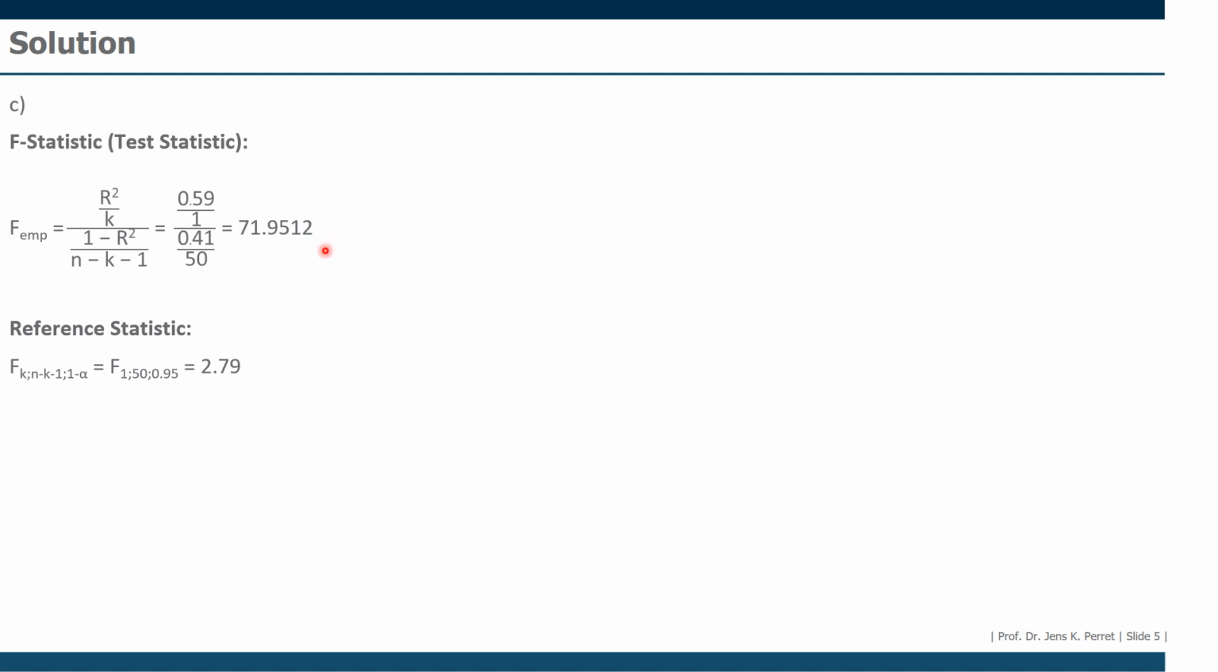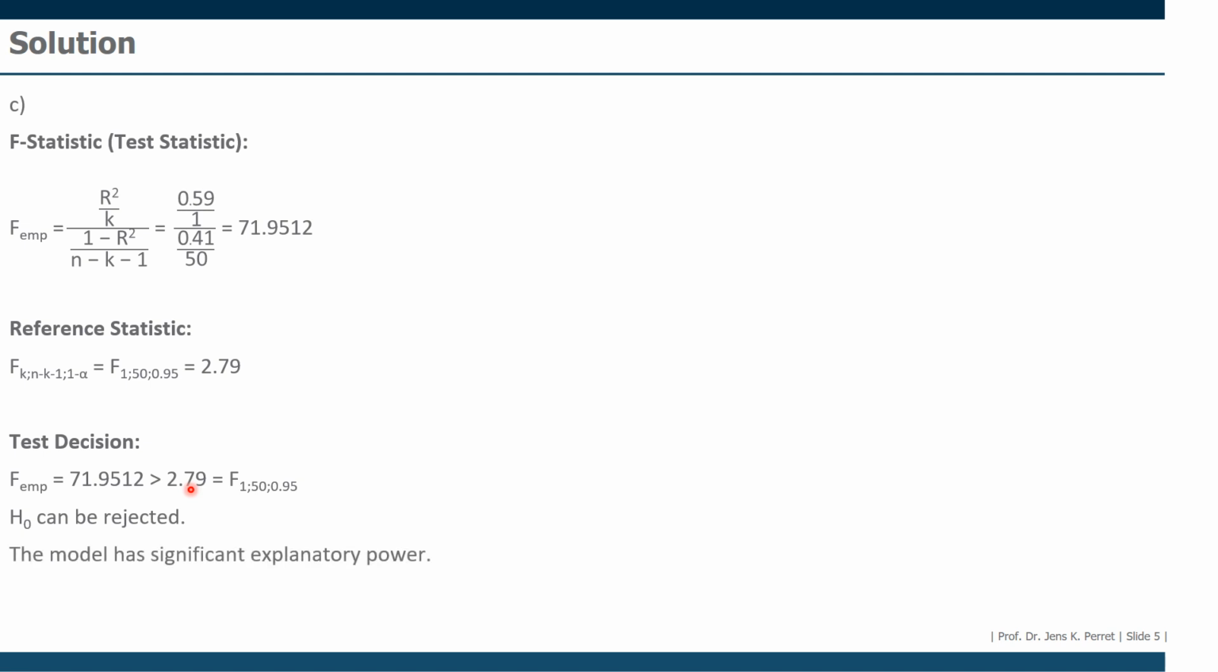The reference statistic also slightly changes. K is still 1, but we have n minus k minus 1, so the 50 here. And we have still the same error margin of 5%. So we have here 0.95. If we look this value up in the table for the F distribution, we get 2.79. So in this case, we can clearly see the test statistic is larger than the reference value. This means we can reject H0 and the model has significant explanatory power.